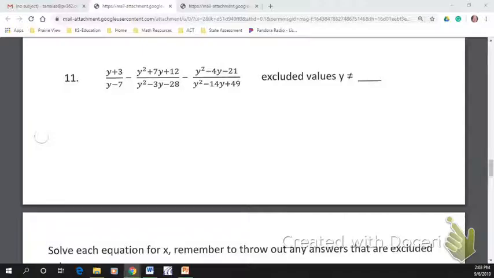Okay, number 11, we need to start factoring, so that we can see what our excluded values are. The first one's done, so we'll just rewrite it: y plus 3 over y minus 7.